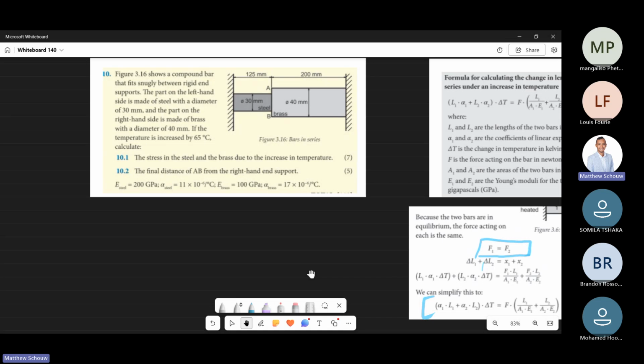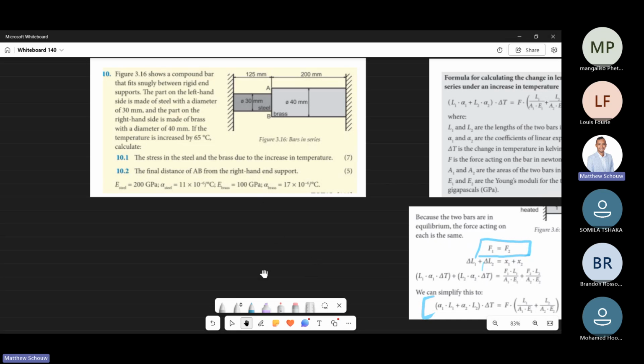Does this happen in real life? I highly doubt it. If we get an increase in temperature of 65, we must calculate the stress in the steel and the brass due to the temperature, and the final distance of AB from the right-hand support. Hopefully we can do left-hand as well. Let's say the assembly is in a furnace, or in the mines or wherever we are, and there's an increase of 65 degrees. We want to see what stress this arrangement experiences due to the temperature.